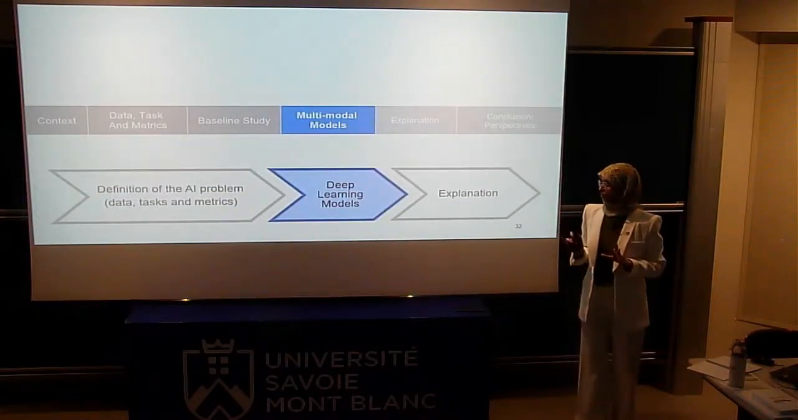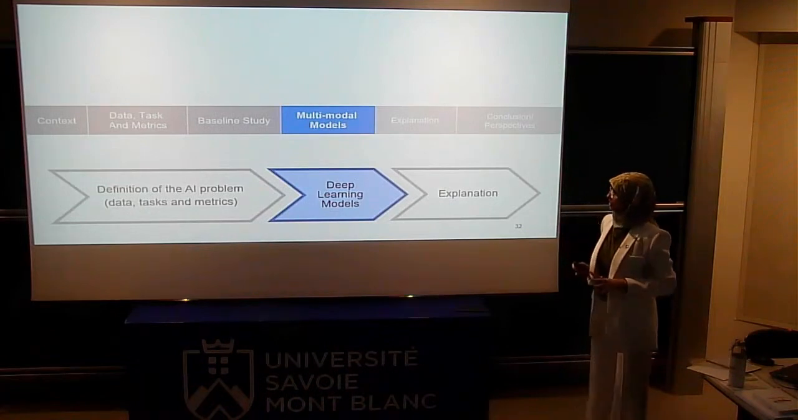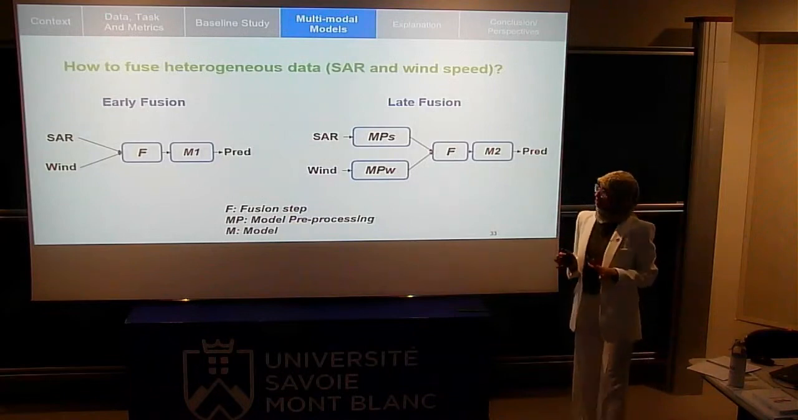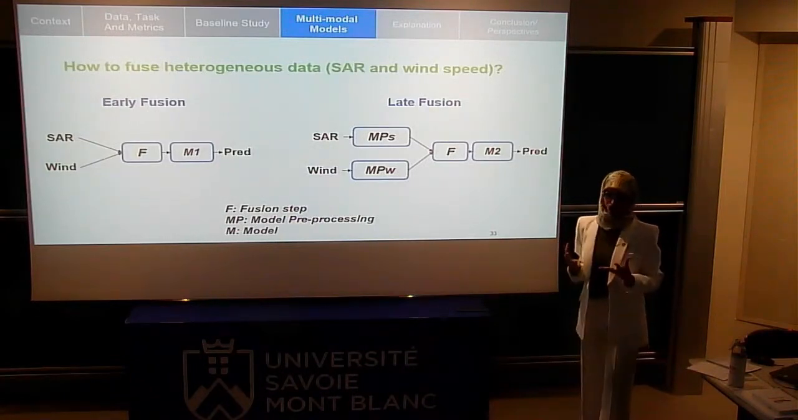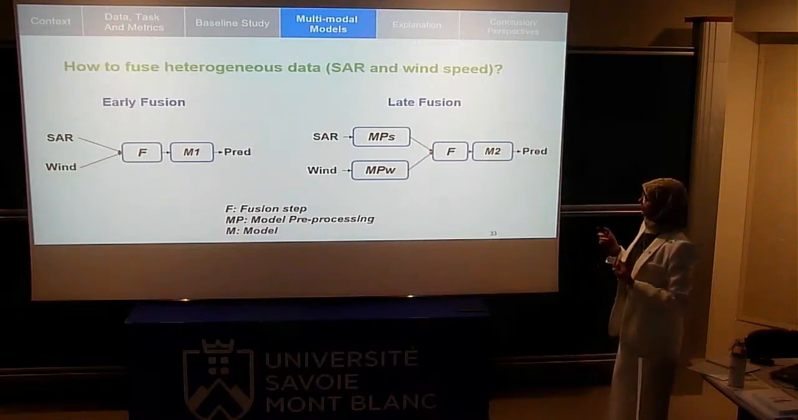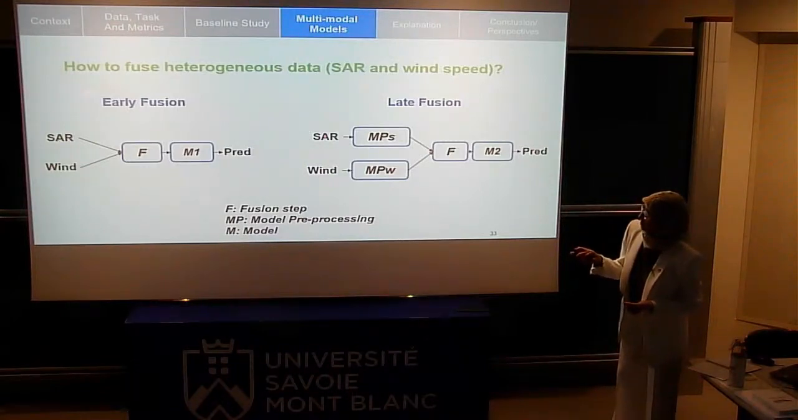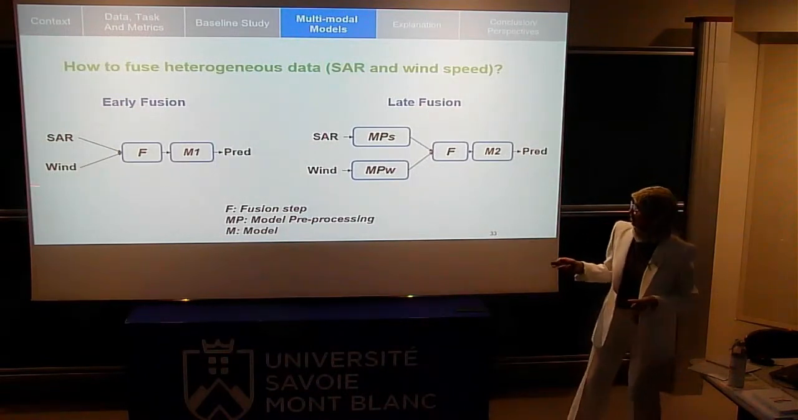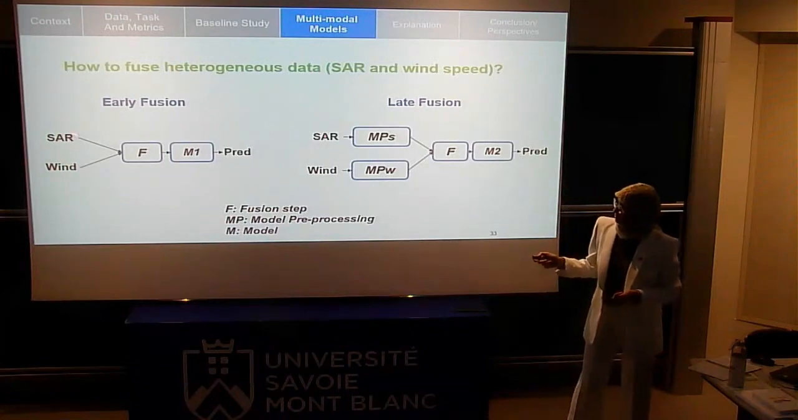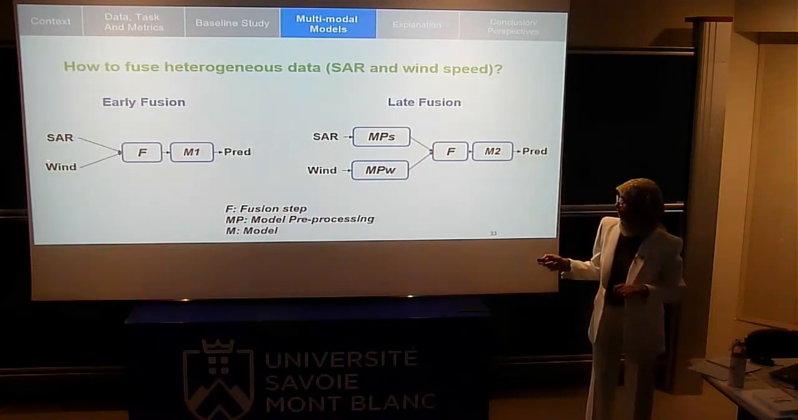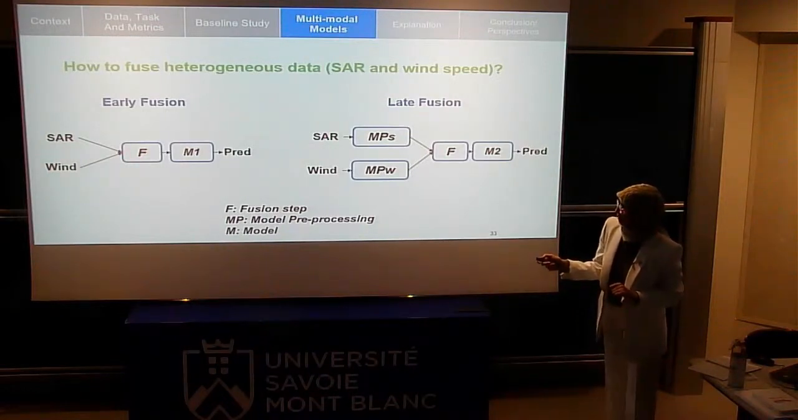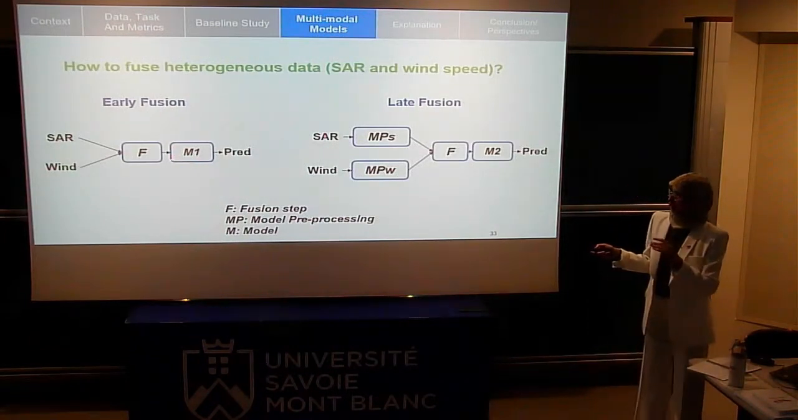Here we come to the main contribution of this PhD, which is the proposition of a deep learning model based on multimodals. Based on the state of the art, there are several ways of fusion, of using different data. We have a category called early fusion, and we have a second category called late fusion. The early fusion category presents the direct fusion of raw data or pre-processed data. Here we have the fusion step, and here we have the deep learning model, and we obtain the prediction. So this is direct raw fusion.